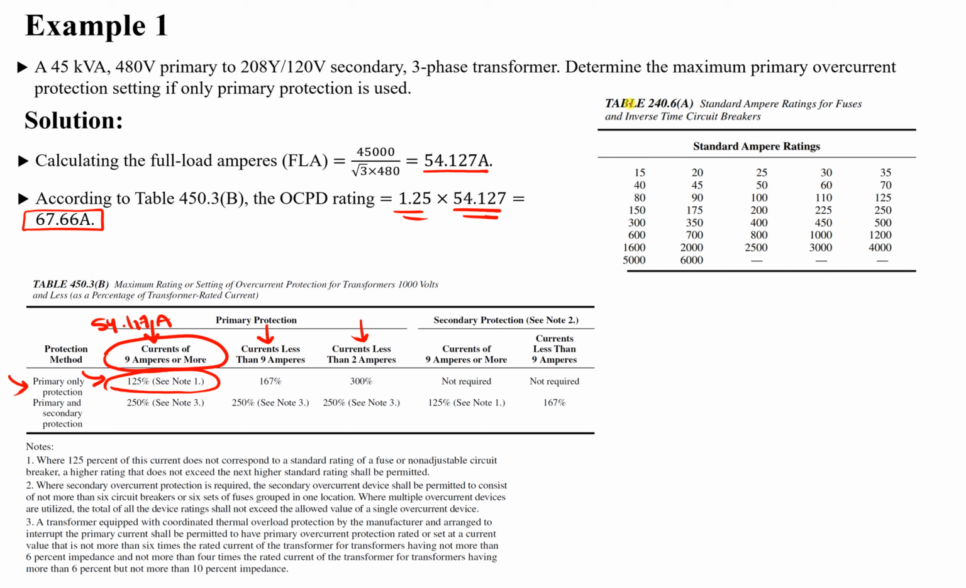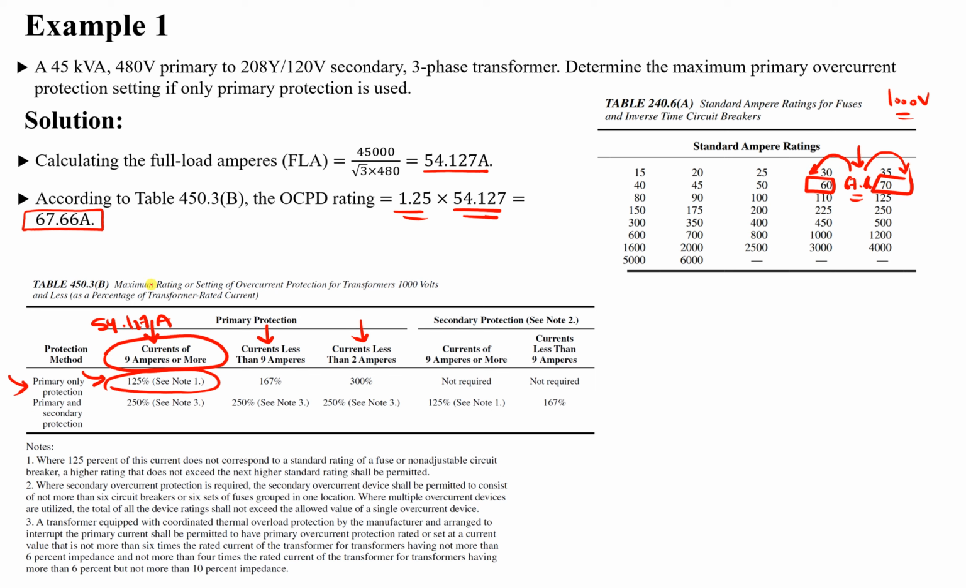Now if you look at table 240.6(A), which is concerned with fuses and inverse time circuit breakers at less than 1000 volt, you will see that these are the standard ratings for these circuit breakers. We will see that 67.66 is between 60 and 70 amperes. So the question is, should I select the higher next one, the 70 amperes, or should I select the lower one, which is 60 amperes?